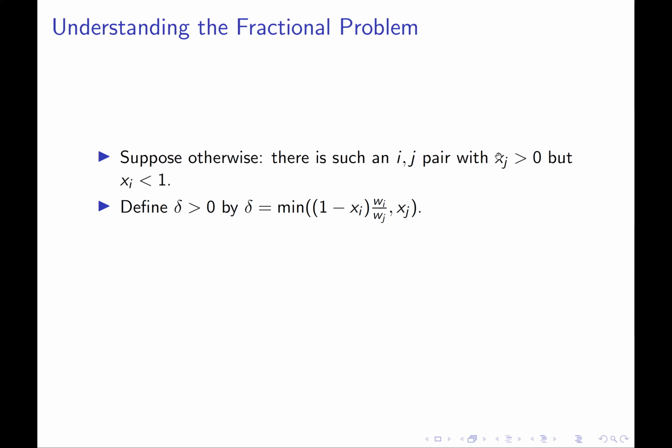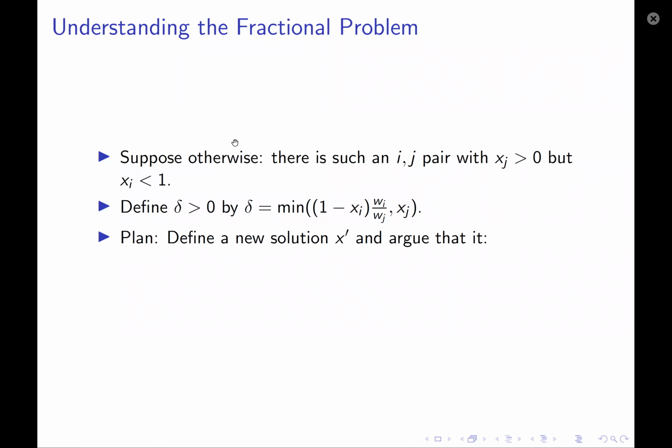On the one hand, by assumption, xj is positive, so that term in the min is positive. But on the other hand, xi is strictly less than 1, which means that 1 minus xi is strictly bigger than 0, and that remains the case when we multiply it by any positive number. So we don't exactly know what delta is, but we do know that whatever delta is, it's strictly positive, because of the assumptions going into the beginning of our proof by contradiction here.